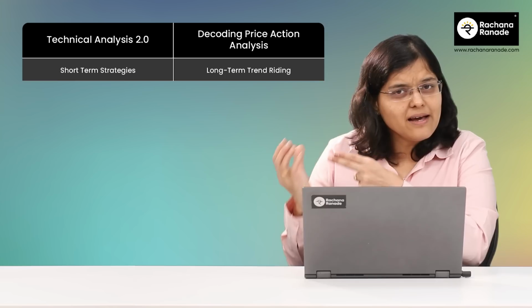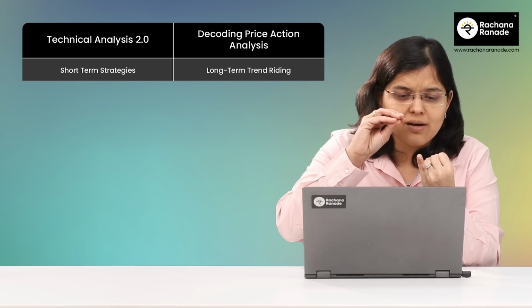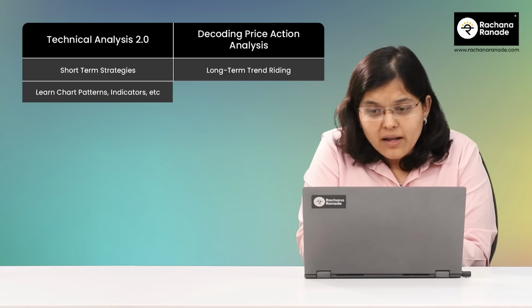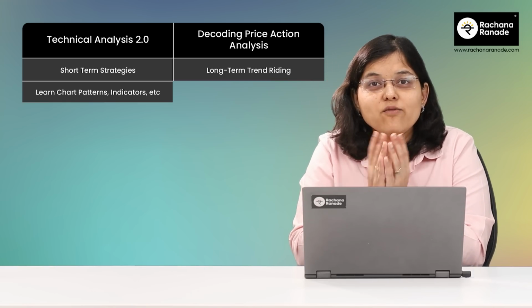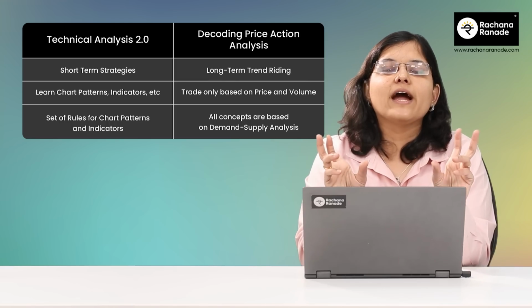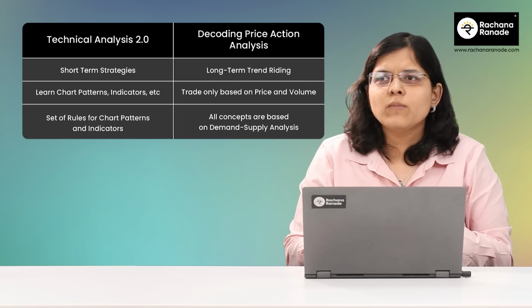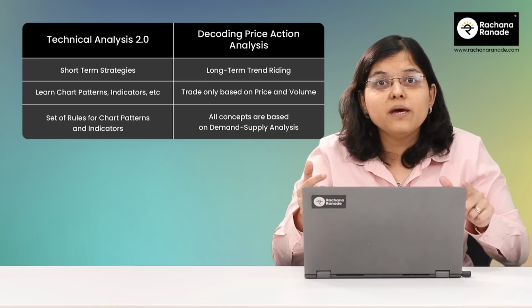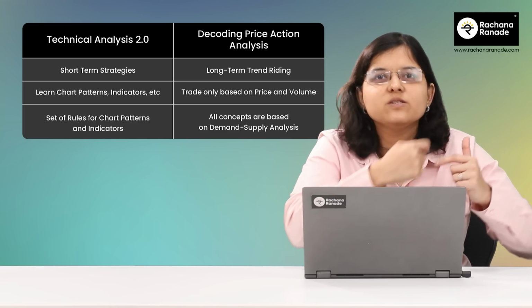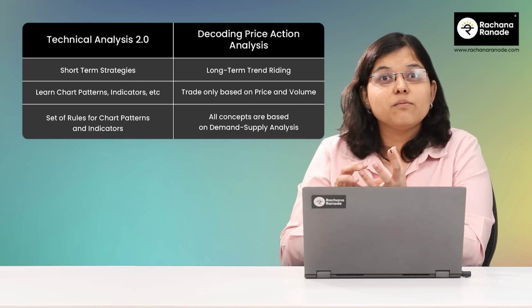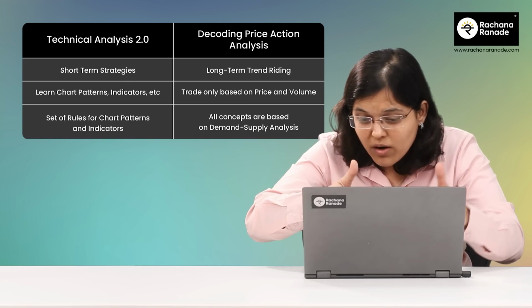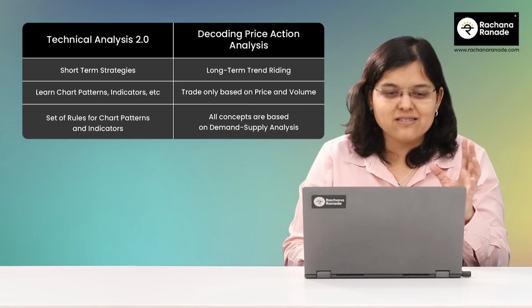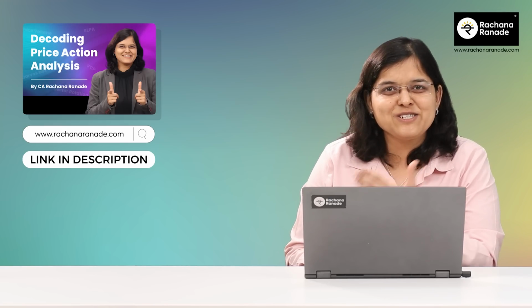The second difference is that in technical analysis 2.0, I've talked about candlestick patterns, chart patterns, indicators. I've taught all of these. But in price action analysis, we have gone into the logic of the candles. So for example, if I were to say that, okay, this is a pin bar or this is a hammer, then what is the logic behind the formation of this hammer or this pin bar? All these logics based on demand supply analysis is what we have covered in the price action analysis course, and we have titled that as Decoding Price Action Analysis.